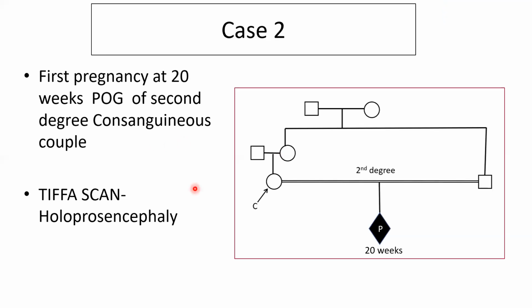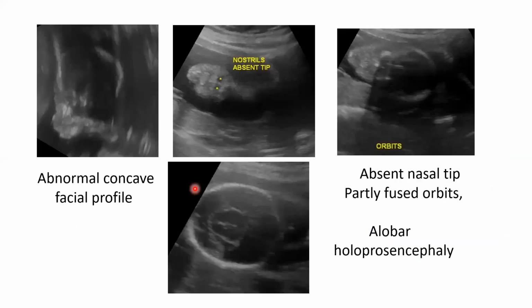So this was our second case. Here the couple is second degree consanguineously married, and this was the first pregnancy, and the scan suggested holoprosencephaly. The findings we can see in the antenatal scan are the abnormal profile, the absent nasal tip, partly fused orbits, and the holoprosencephaly finding, that is lobar holoprosencephaly, monoventricle and fused thalami.